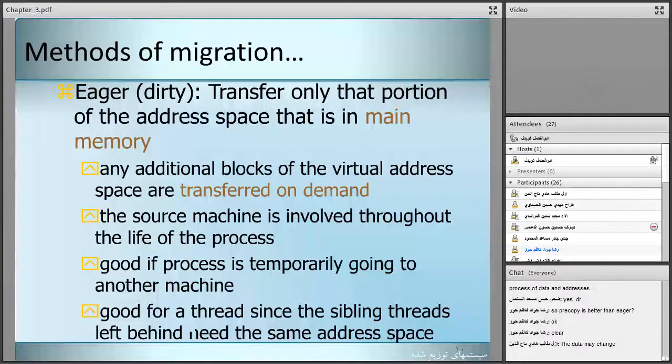Eager dirty is the name of another method of migration.